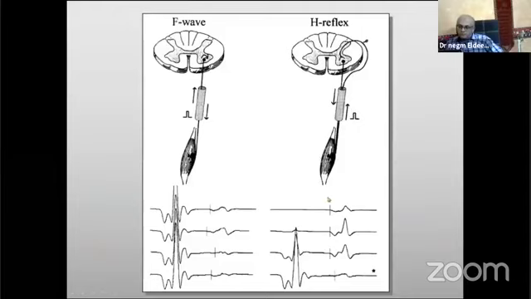And here is the mechanism for the H reflex, where we stimulate the nerve here with a very slight stimulus, and that impulse goes both in distal direction and in proximal direction. In the retrograde way with the sensory nerve, it is then jumping over to the motor neuron, and that provides a motor response.